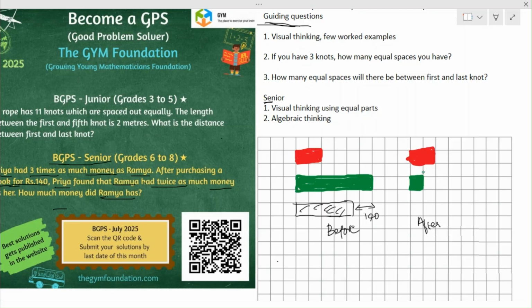So now that you have drawn these two, before and after, let's see what information will help you. Earlier, Priya, before buying, had one, two, three, four, five, six blocks, and after buying she got only one block. So basically, she bought a book for rupees 140, which you know already.